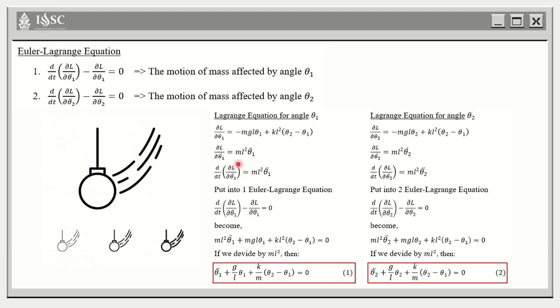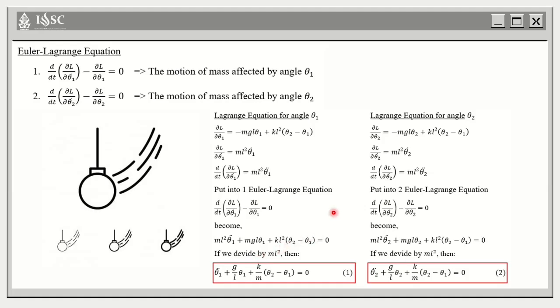Next, we can just differentiate this value with respect to time. So we have this value ml² θ1 double dot, and then we can put it back into the first Lagrange equation here. So it becomes ml² θ1 double dot plus mgl θ1 plus kl² times (θ2 minus θ1) is equal to 0. So we have this equation of motion for θ1, if we divide this by ml².